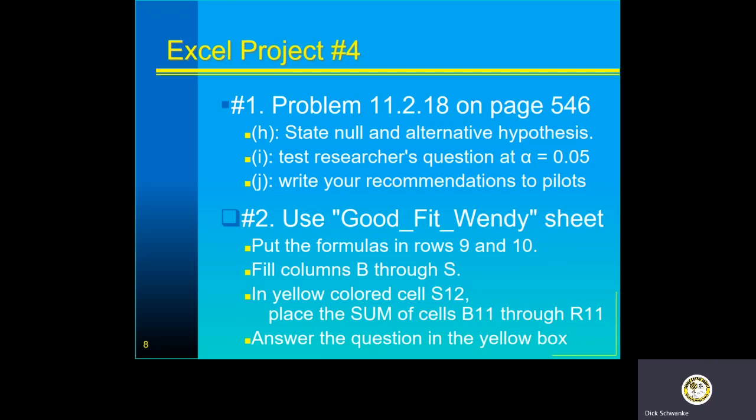So you're going to state the null and the alternative hypothesis. You're going to find the critical value, compare it to the test statistic, and then write your recommendations to the pilot.